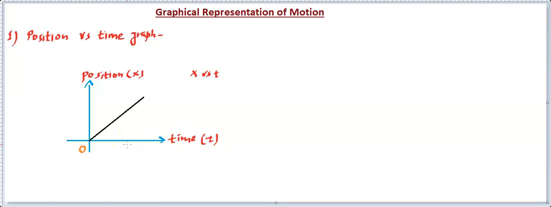Anyway, so the nutshell point is that wherever t is negative, that graph does not exist. You need to keep that in mind. And this is a motion. Then what it says: when the particle was at the origin, time started. That means time was 0. As the time passes, position increases. Time increases, position increases. Time increases, position increases. That means the particle is moving. So it's a state of motion.